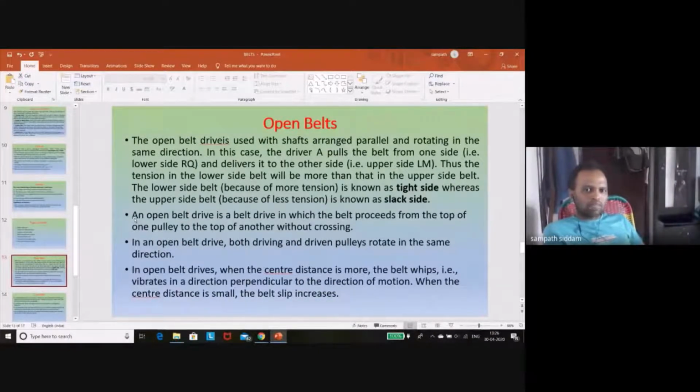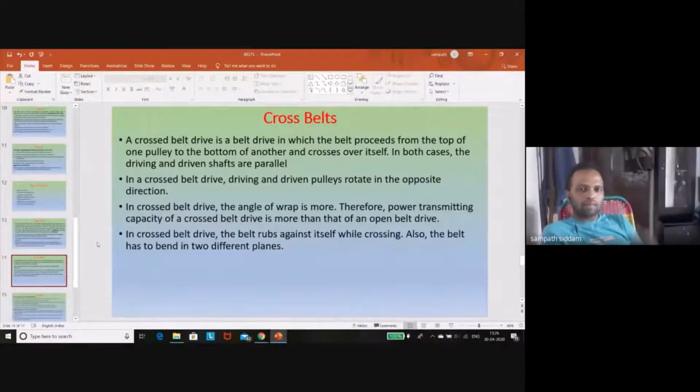In open belts, the center distance is more, you have your X center distance. Due to that, you have the pitch and all those things that we'll learn later in the derivations. There are vibrations in the direction perpendicular to the direction of motion, and when the center distance is small, the belt slip increases. So what is belt slip? That we'll learn in the next slide. So this is about open belts. We'll also derive the calculation for the length of the belt in another class.